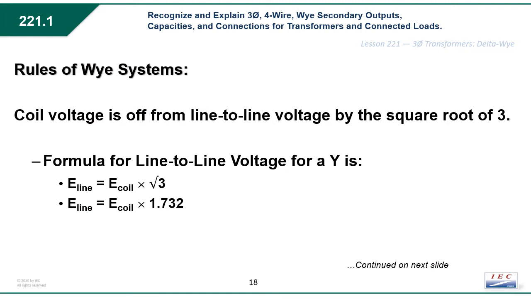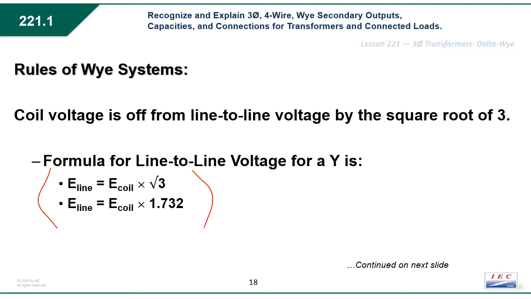Now for the rules of Y systems, very similar to our rules of delta systems. Coil voltage is off from the line-to-line voltage by the square root of 3, meaning you're going to use these formulas here when determining line or coil voltage. This one here is for line-to-line voltage when you know your coil voltage. The E of line equals the E of coil times the square root of 3.